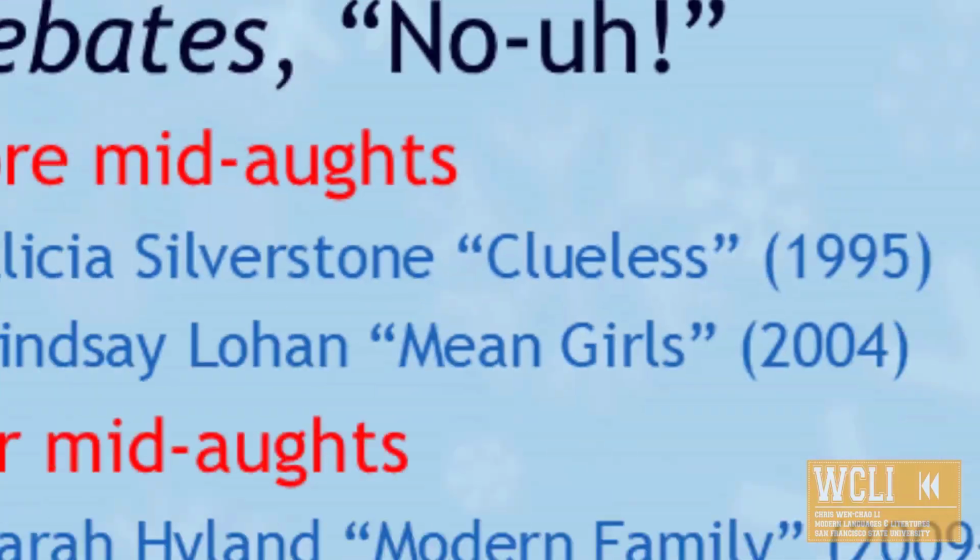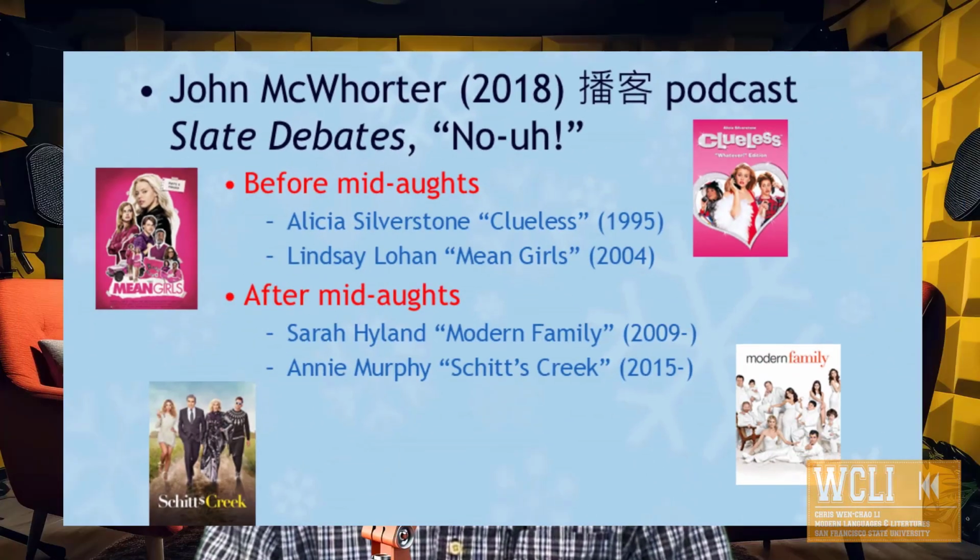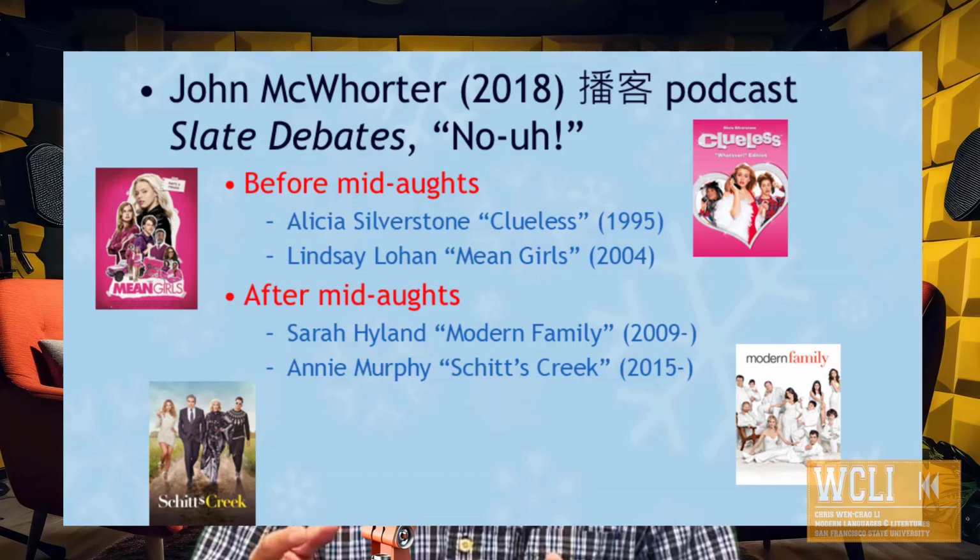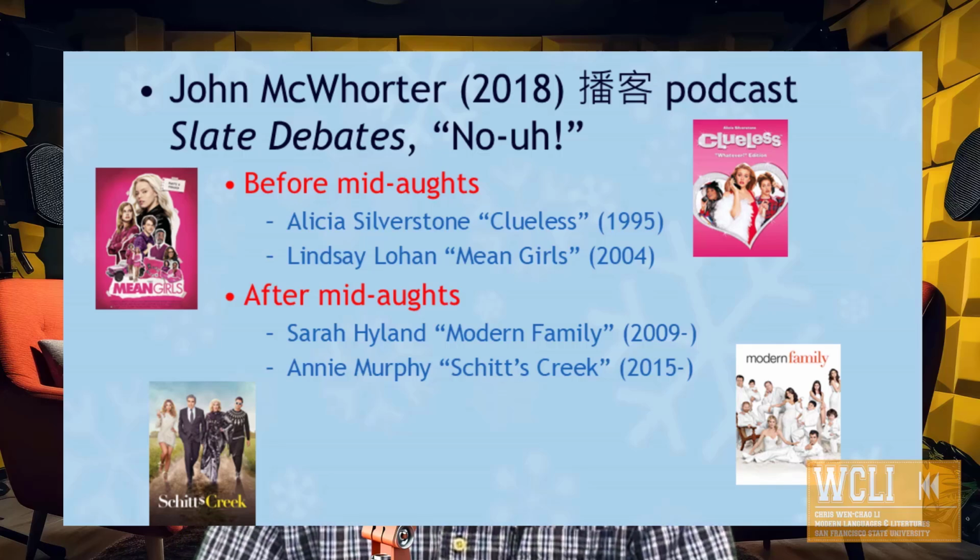Now let's look at a new sentence-final attitudinal particle in English, and that is the particle "a." Interestingly, it has the same form as the Mandarin sentence-final particle "a." Now, the presence of the sentence-final particle in English was pointed out by the linguist John McWhorter in a 2018 podcast titled "No." McWhorter noticed that in movies before the mid-aughts, "a" was never used, whereas after the mid-aughts, "a" is often used to indicate emotion or excitement.